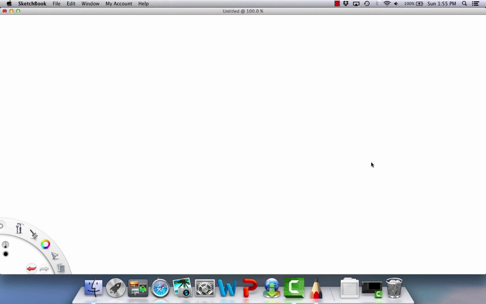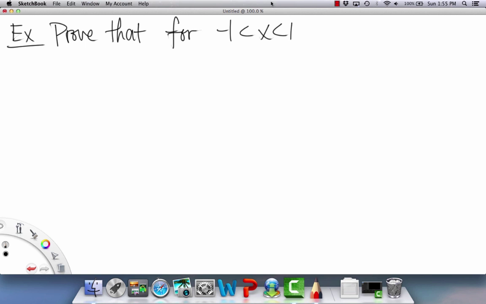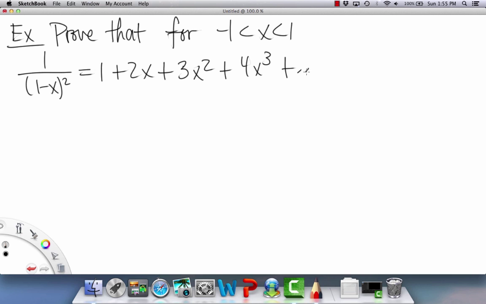We're going to do an example of, let's see, we can differentiate on this one. This is what we're going to be doing. So, example, we're going to prove, I believe this is in your book. If not, then, well, I'm not sure. Prove that for -1 to 1, 1 over 1 minus x squared equals 1 plus 2x plus 3x squared plus 4x to the third plus etc.